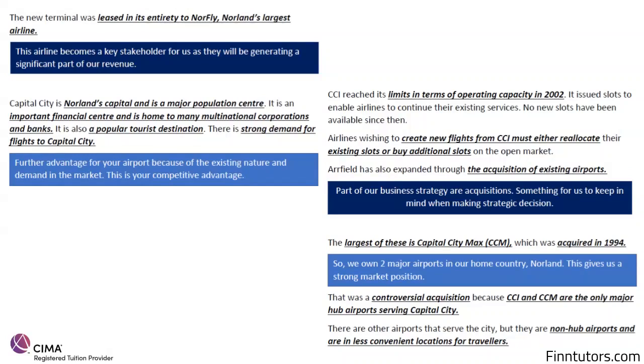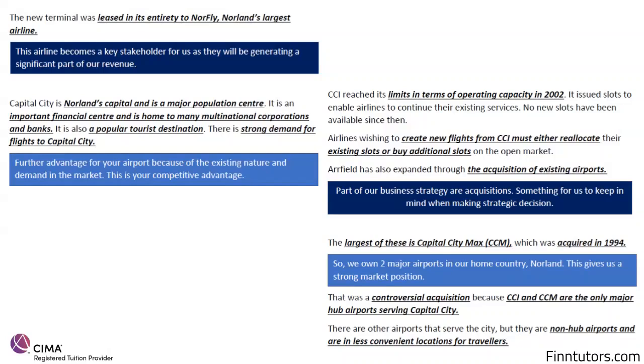Arrfield has also expanded through the acquisition of existing airports. So like I've said, we are okay with our acquisition strategy. Part of our business strategy is acquisitions, something for us to keep in mind when making a strategic decision. We are open to this. The largest of these is Capital City Max. This is another airport that we acquired in 1994.